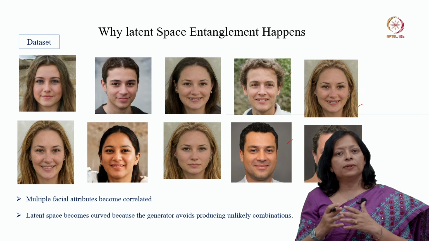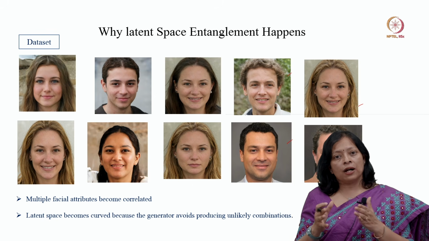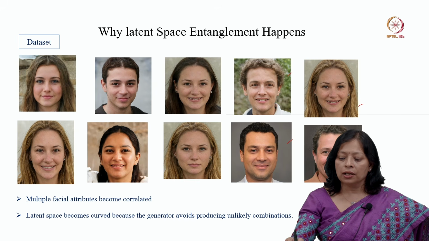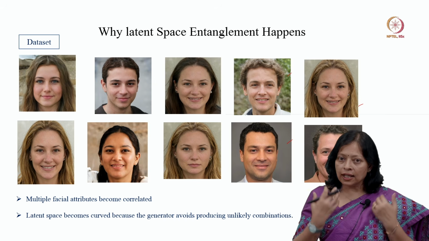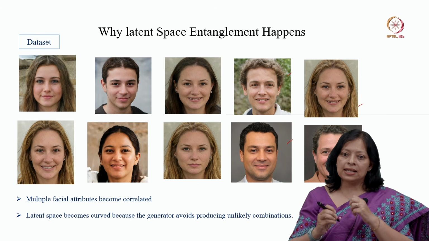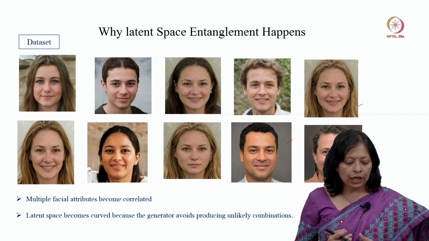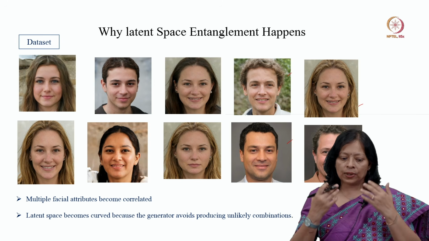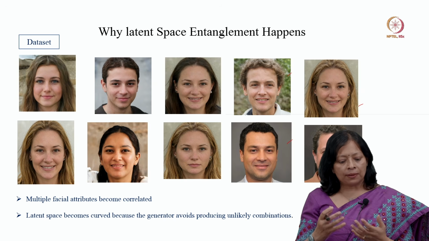Now, the thing is, if our model is trained on this data set particularly, where short hair is shown with the facial attributes of a male person and long hair is shown with facial attributes of a lady, then what happens is there is an entanglement between the facial attributes and the length of the hair. That means the multiple facial attributes, the hair as well as the features of the face, the eyes, the nose, the lips, are becoming correlated.